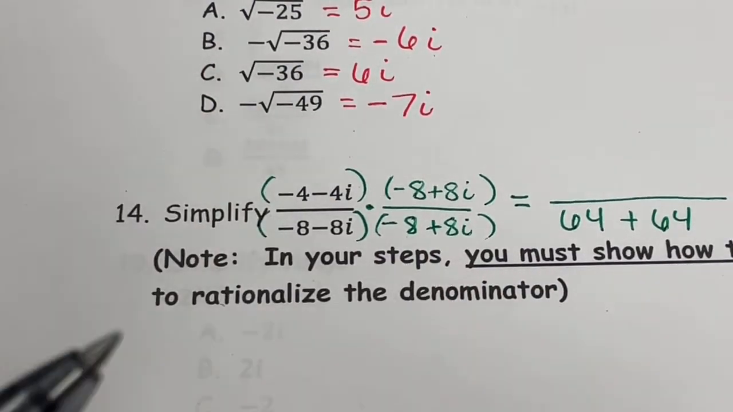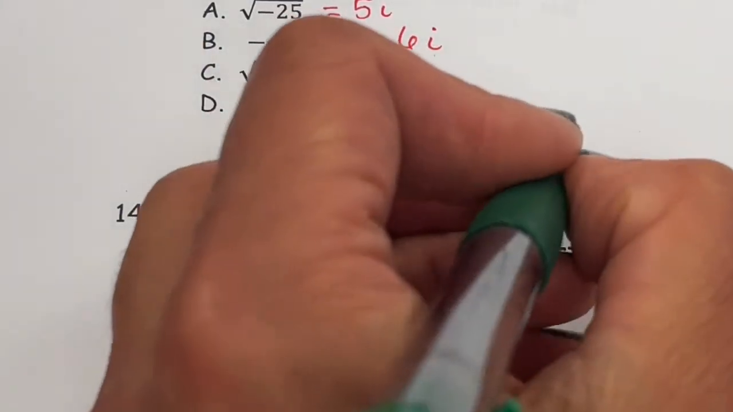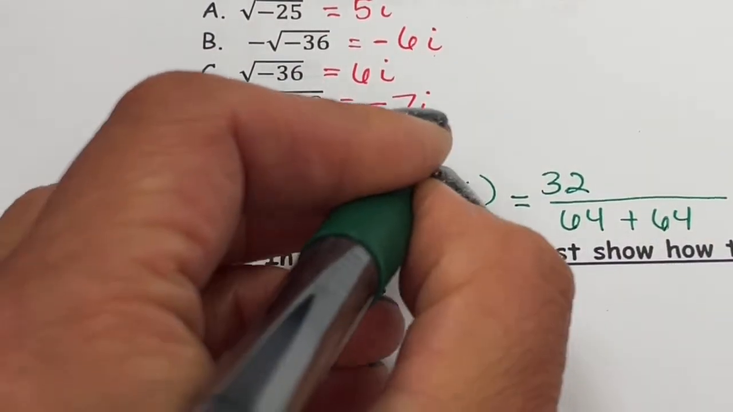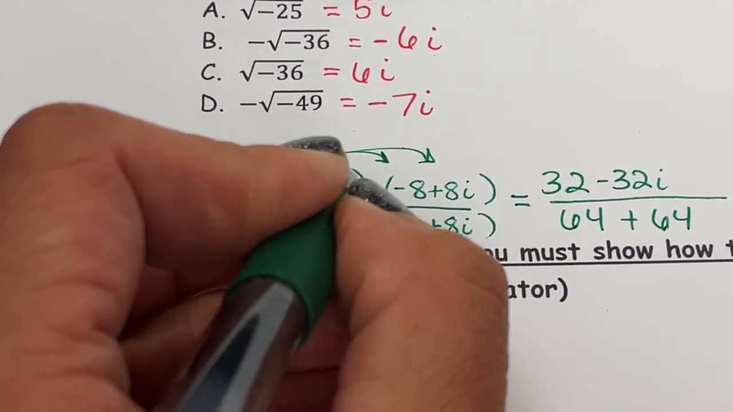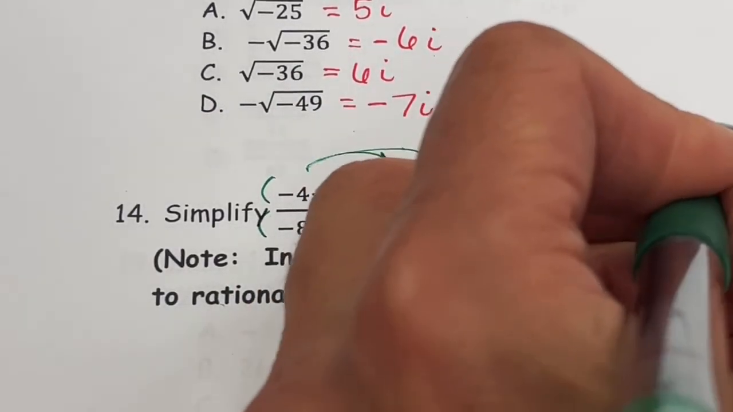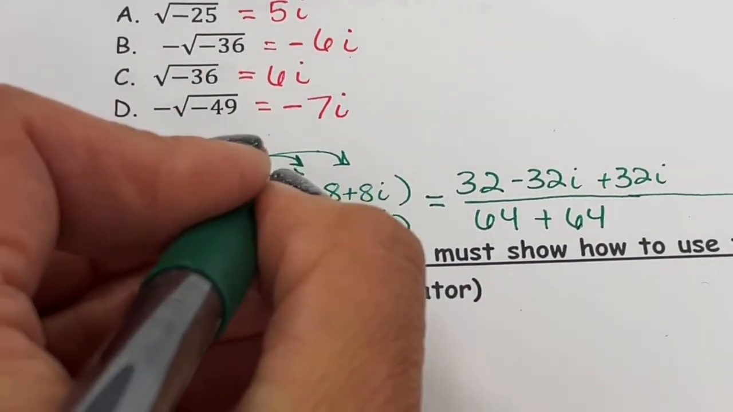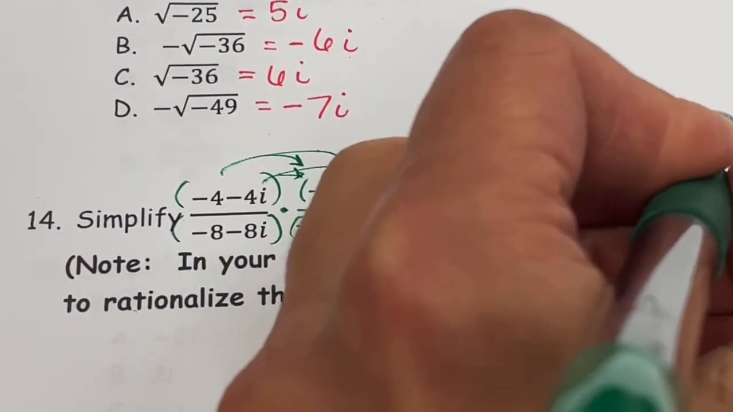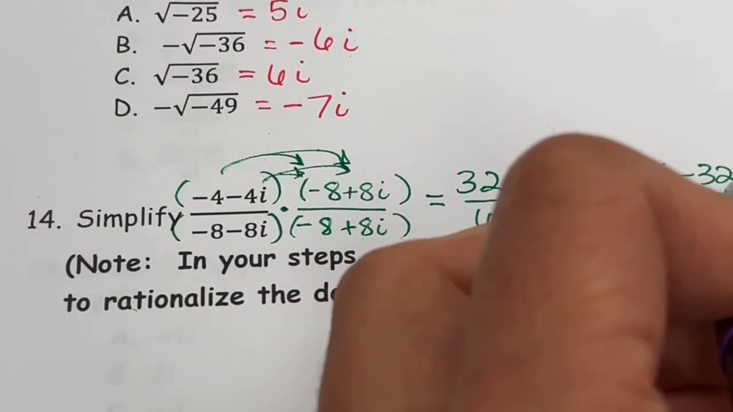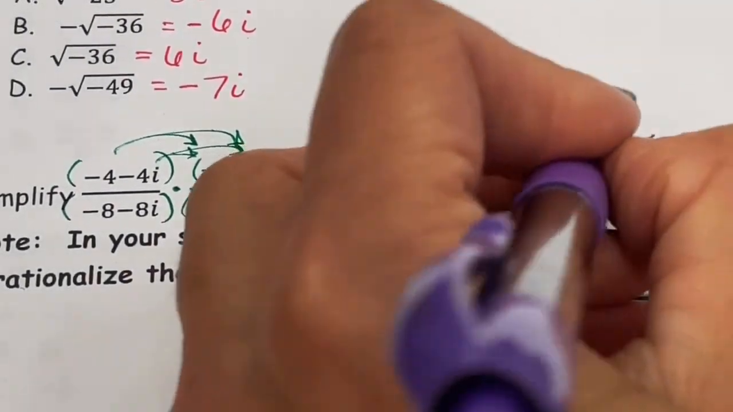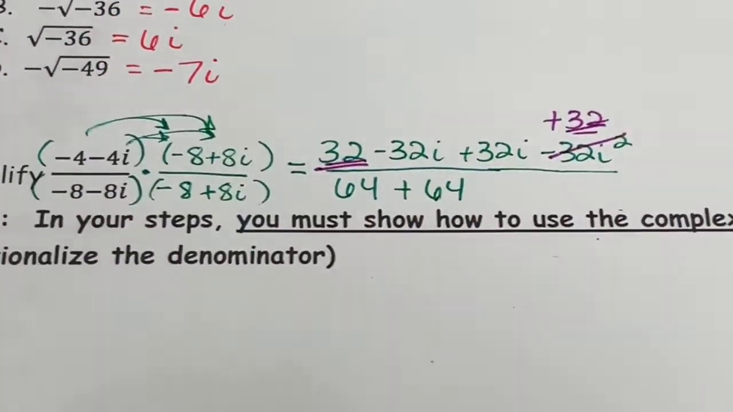In the top, we do have to multiply that out all the way. There's no shortcut. So negative 4 times negative 8 is 32. Negative 4 times 8i is a negative 32i. Negative 4i times negative 8 is a positive 32i. Negative 4i times 8i is a negative 32i squared. But remember what i squared is, it's a negative 1, so negative 1 times negative 32 changes this to a positive 32. 32 plus 32 is 64.